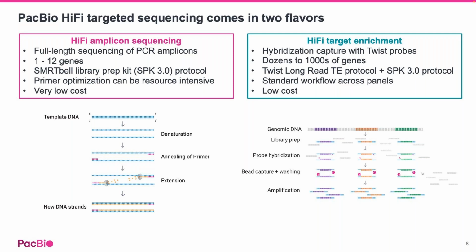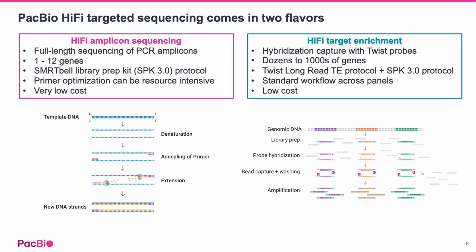PacBio's targeted sequencing portfolio includes amplicon sequencing as used in the study I just mentioned, and target enrichment. This is a cost-effective way to utilize the benefits of HiFi with the ability to customize for any scale project. For amplicons, you can sequence full-length PCR amplicons, even long-range amplicons that are 10 kb or longer. If you can amplify it, we can sequence it in a single read, giving you really clean data that is phased across the entire amplified region.